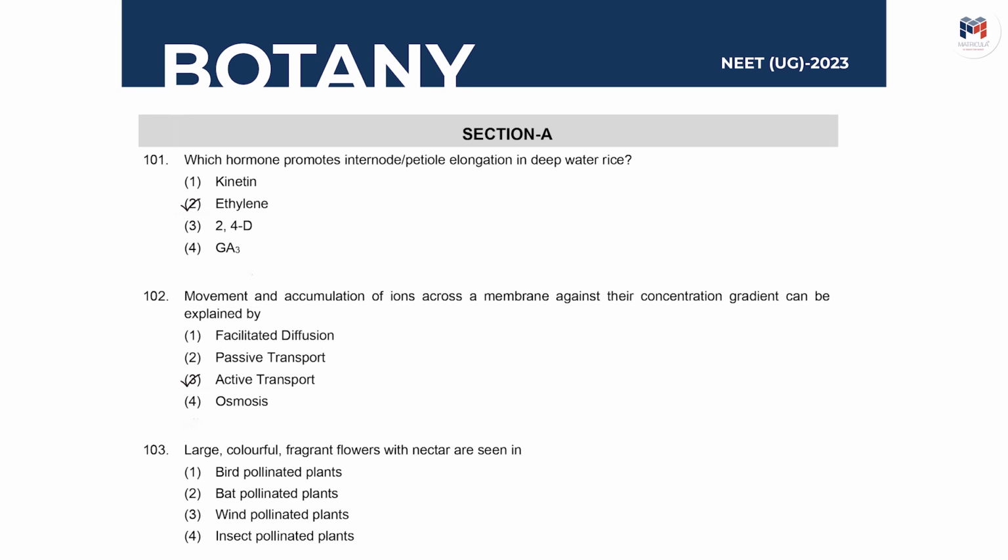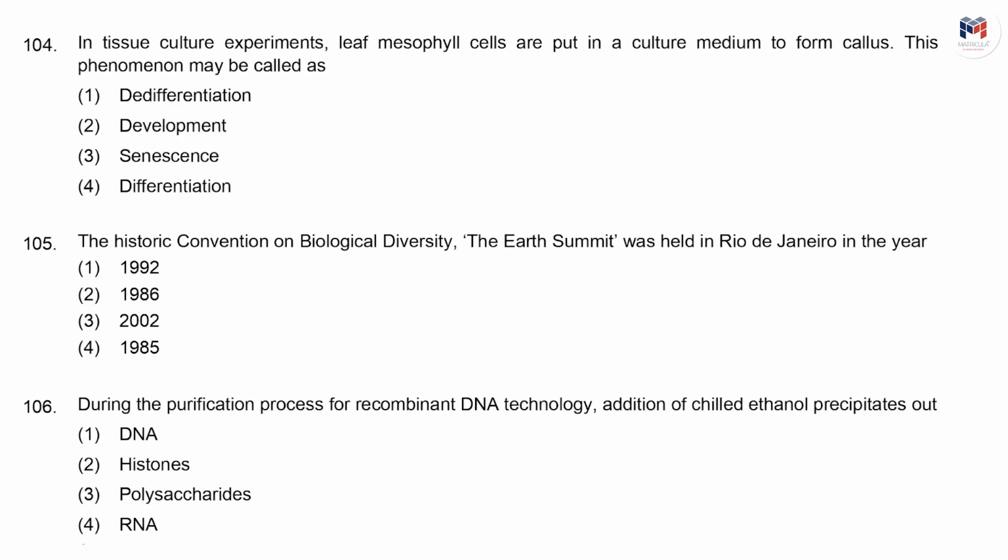Question number 103. Large, colorful, fragrant flowers with nectar are seen in. The answer is option number 4, insect pollinated plants. Question number 104. In tissue culture experiments, leaf mesophyll cells are put in a culture medium to form callus. This phenomena may be called as. The answer is option number 1, dedifferentiation.